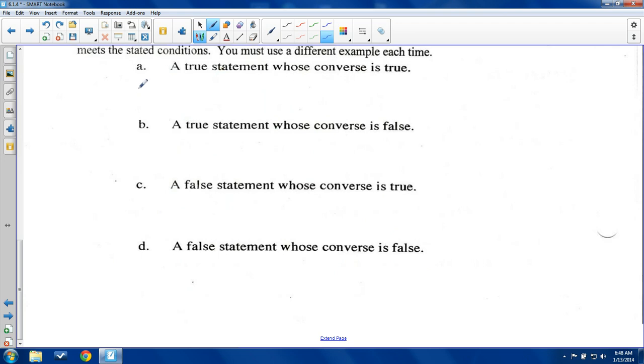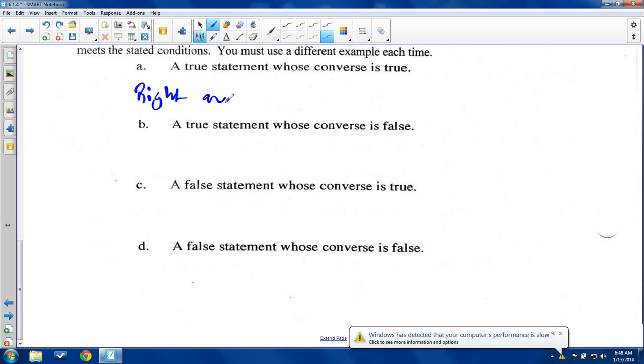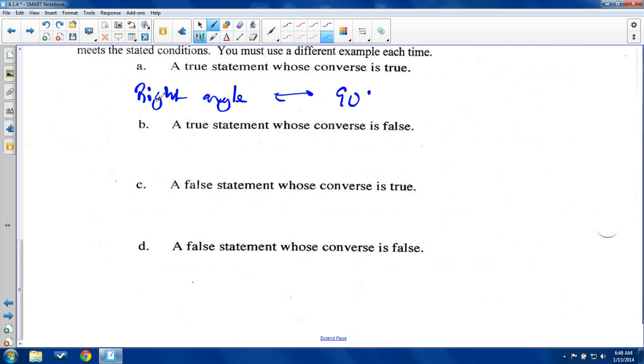In math, if I have a right angle, that means it's 90 degrees. I have a 90-degree angle. The converse, if I have 90 degrees, that means I have a right angle. Are both true? Yep. Both are indeed true. Okay, let's look at a true statement whose converse is false now.